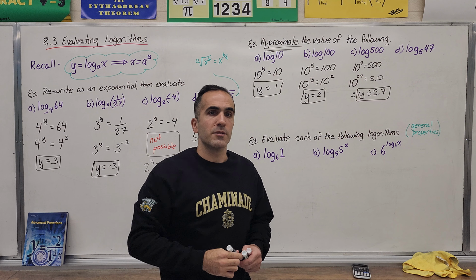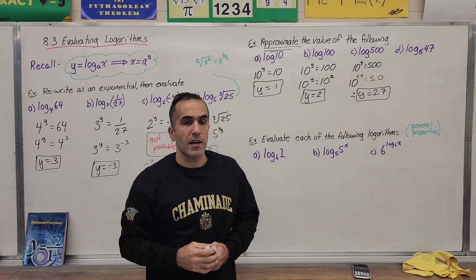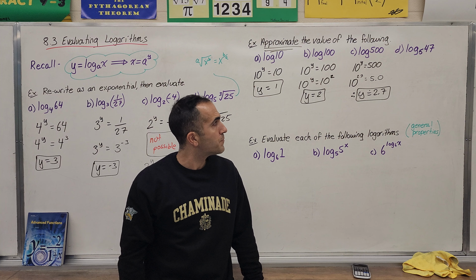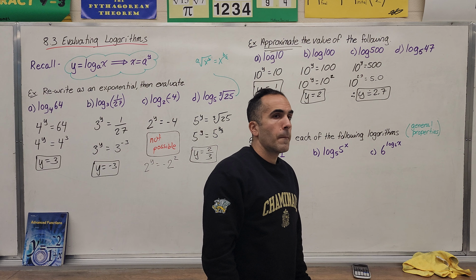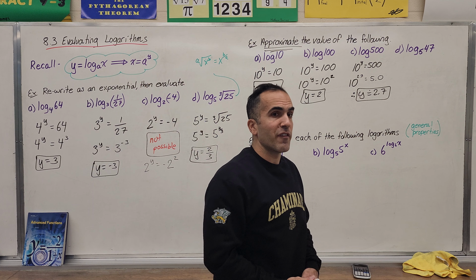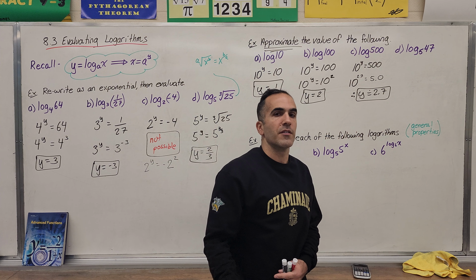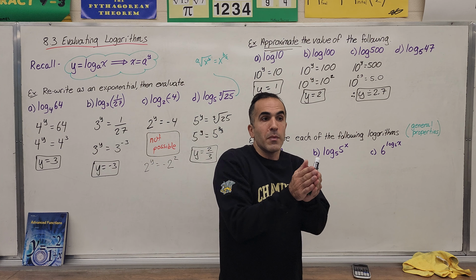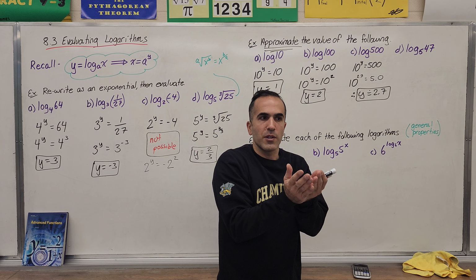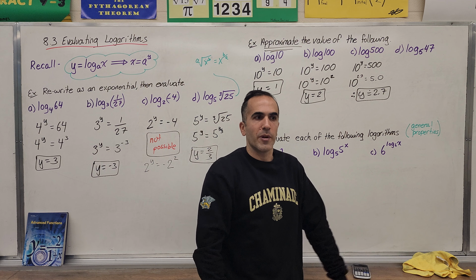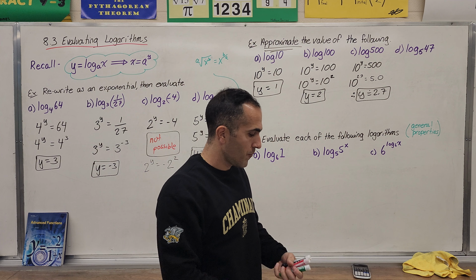Notice the question says approximate. Can you find the exact value? Of course, but not today. Okay, I chose 2.5 first because I know 10 to the 2 is 100 and 10 to the 3 is 1,000. So 2.5 maybe is 500. I know it's exponential, so it's going to be a little higher. And then I just honed my approximation from there.